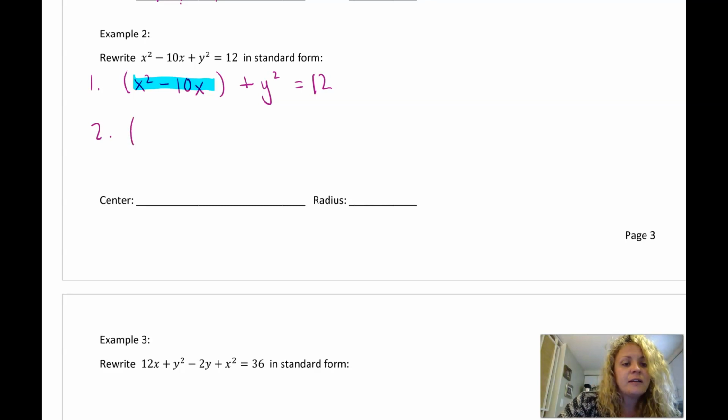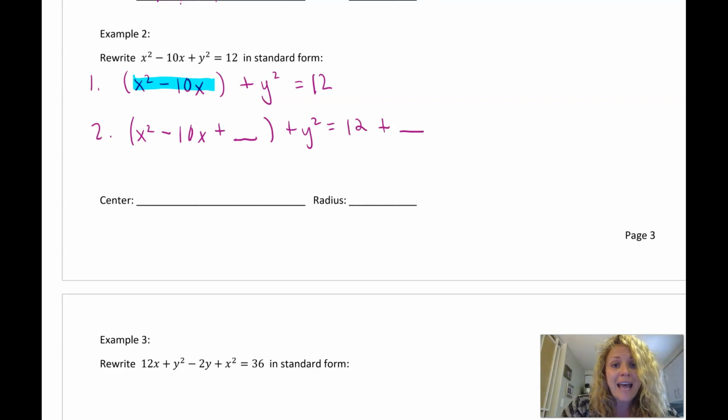So when I do that, x squared minus 10x plus what number completes this square? And then I know whatever number I complete the square with, to balance the equation, I have to add it to the right side also.